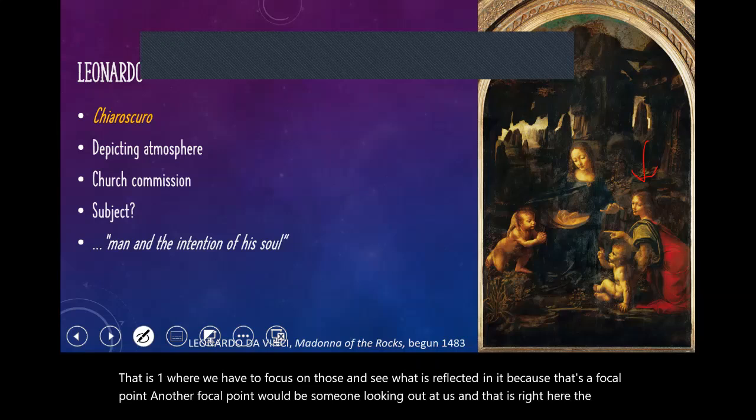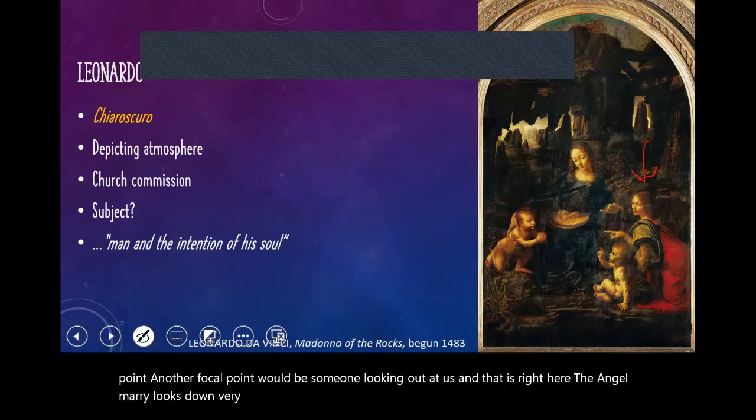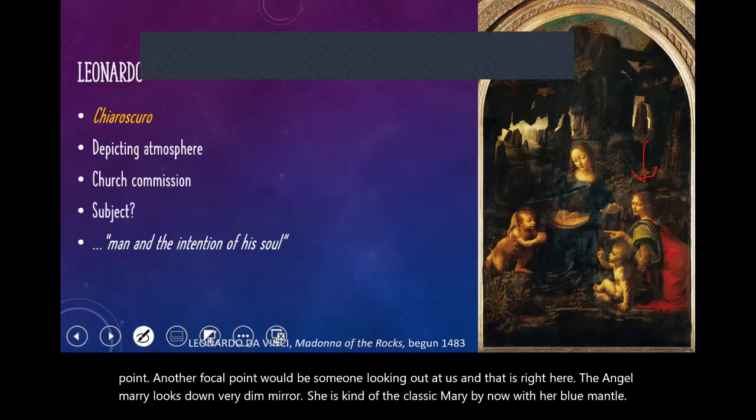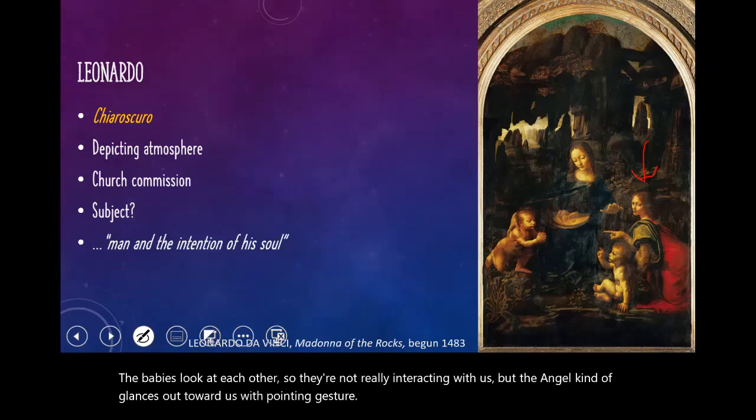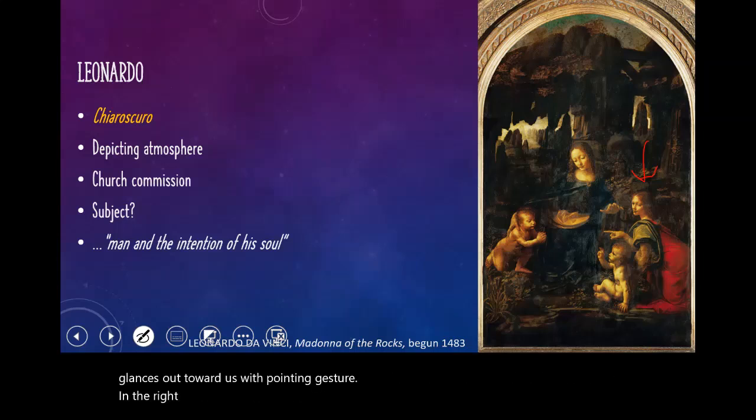Mary looks down, very demure. She is kind of the classic Mary by now with her blue mantle. The babies look at each other, so they're not really interacting with us, but the angel kind of glances out toward us with a pointing gesture in the right hand, pointing toward John. So perhaps the focus really is John here. Perhaps the focus is the meeting of these two, and Mary, of course, is just facilitating because they're children.